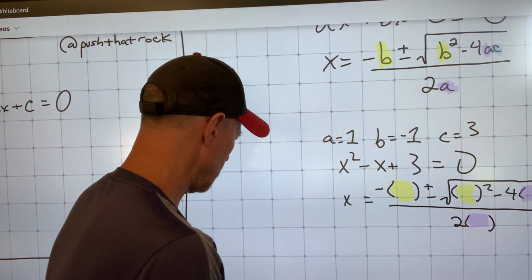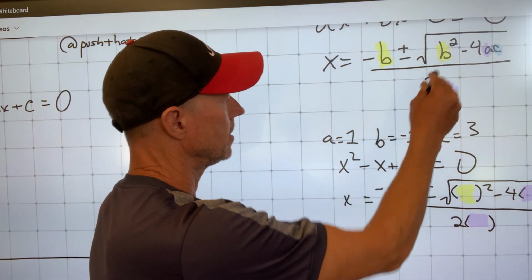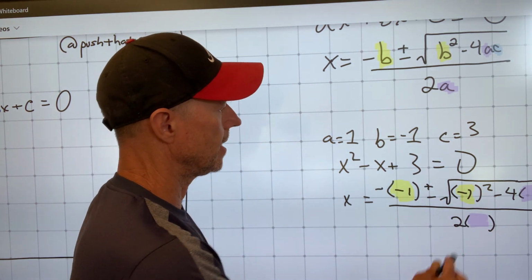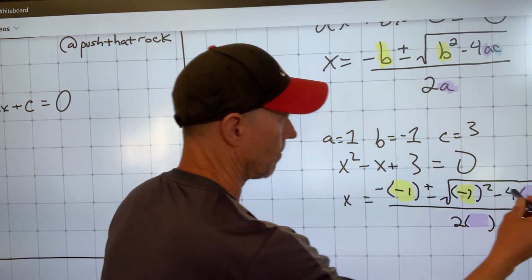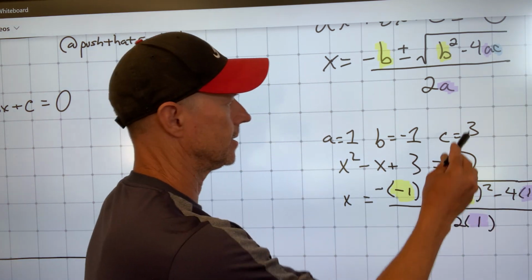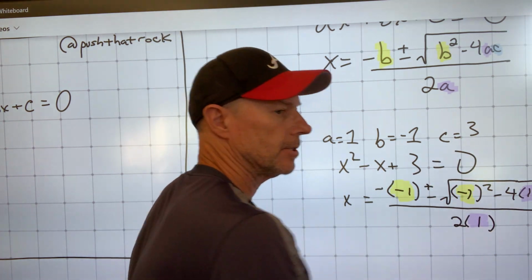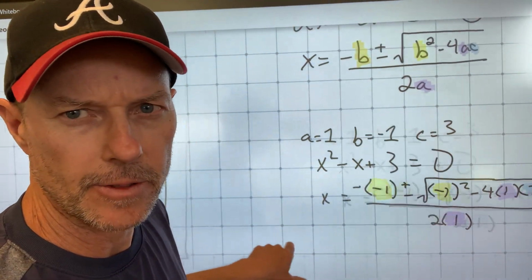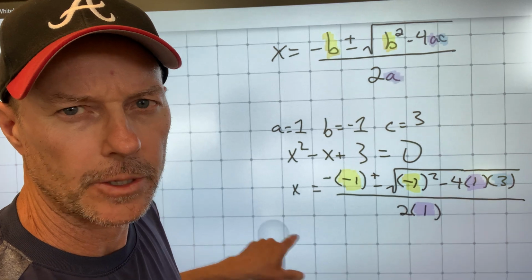Well, okay, so what was b? b was -1. What was a? a was 1. And c was 3. So I just substituted in appropriately. Notice, can y'all see everything? Here we go, okay. Hope y'all can see that.